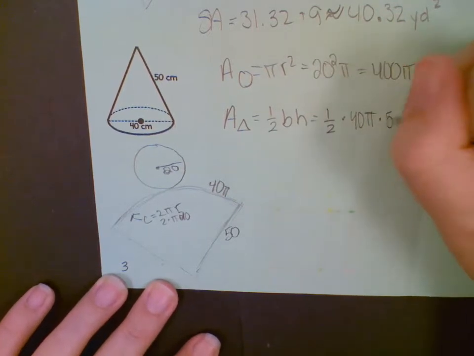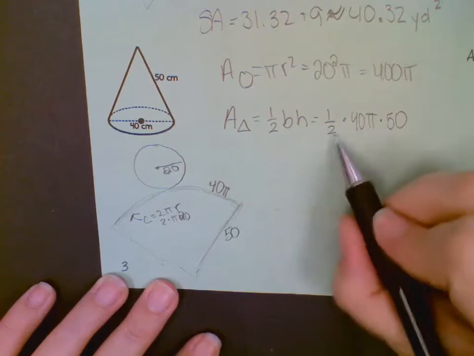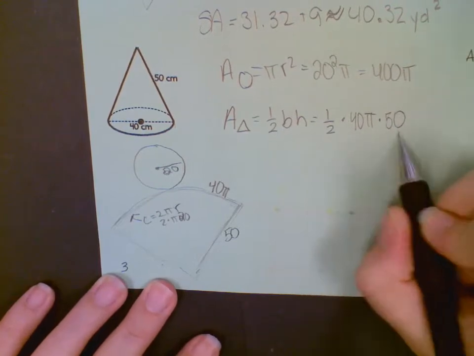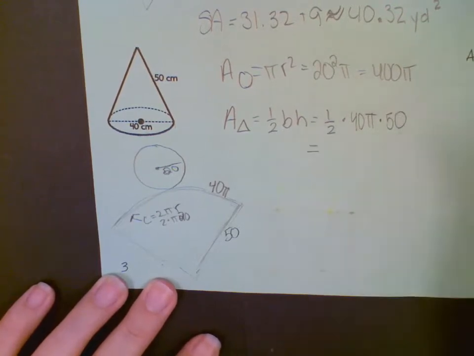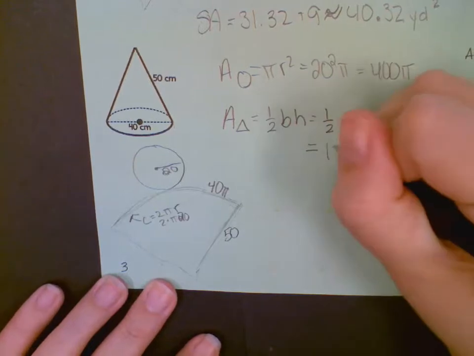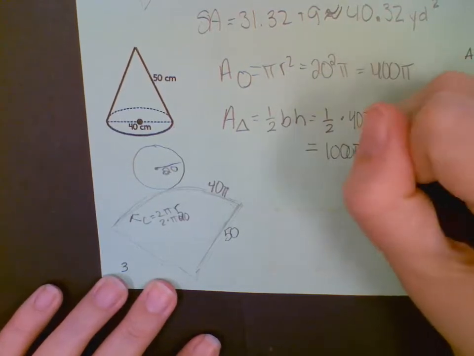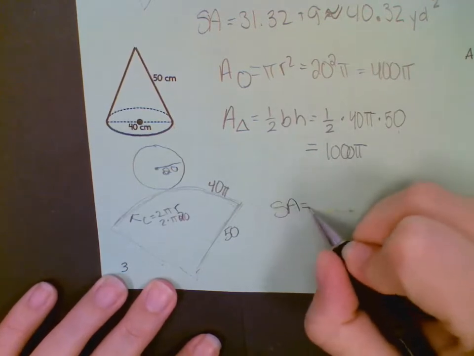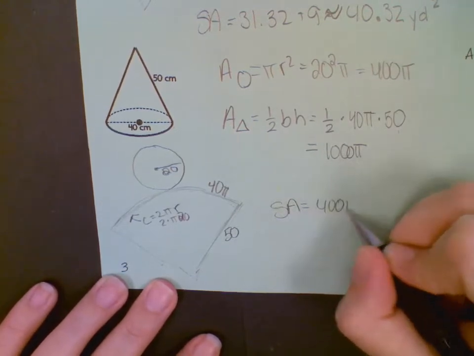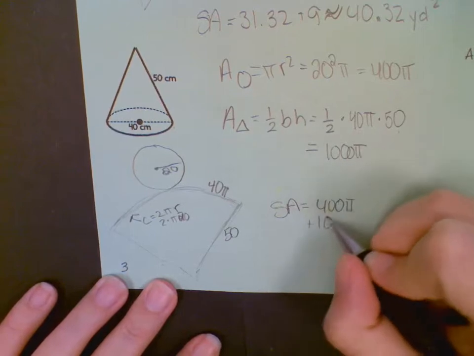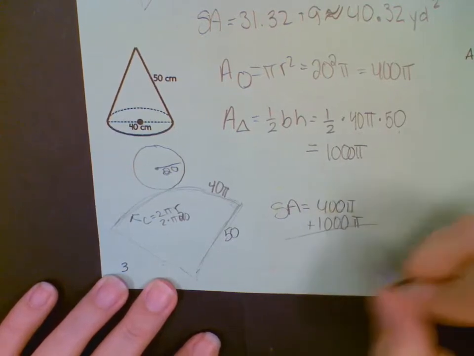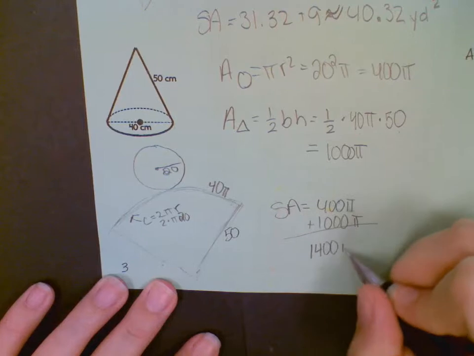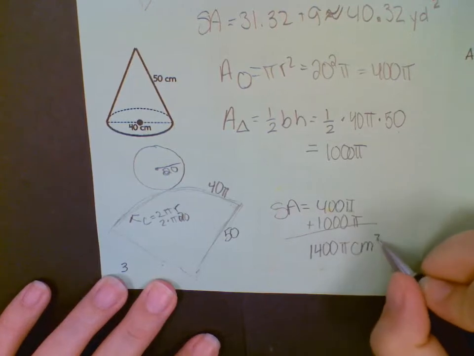And then our height was 50. So half of 40 is 20. 20 times 50 is 1,000. So that would equal 1,000 pi. So our total surface area would equal 400 pi plus 1,000 pi. So 1,400 pi centimeters squared.